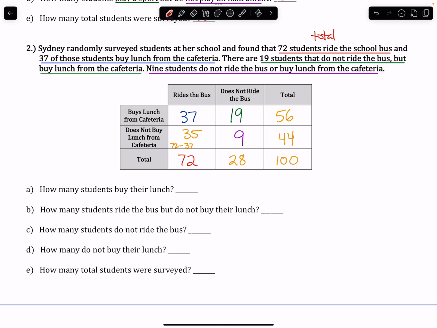So now to go through these questions. Question A, how many students buy their lunch? Our total is 56. Question B, how many students ride the bus but do not buy their lunch? Those meet right here at 35. Question C, how many students do not ride the bus? That's just looking for a total here, which would be 28.